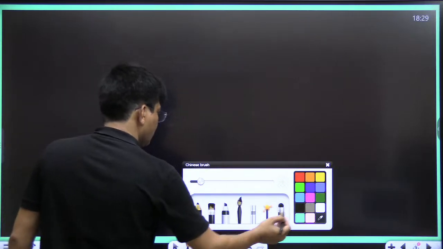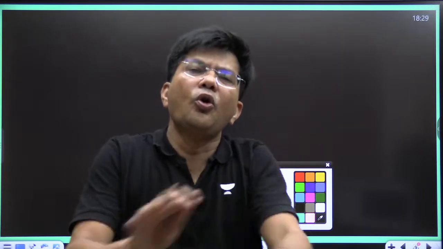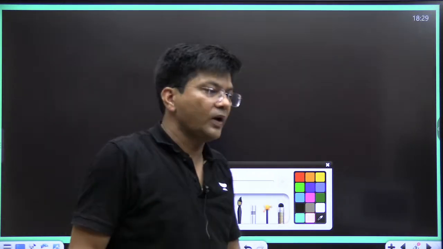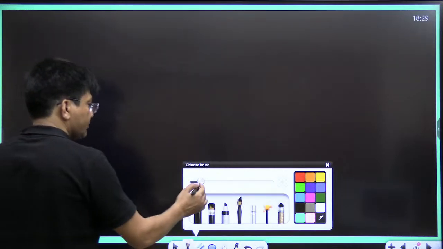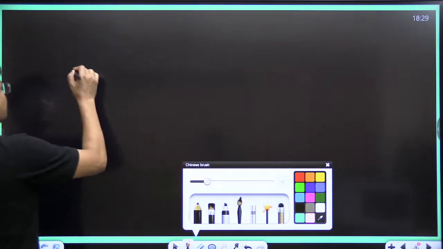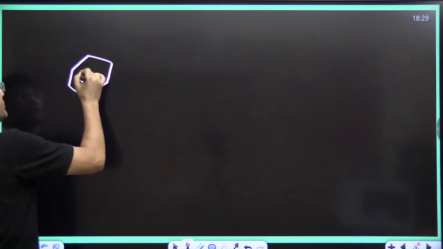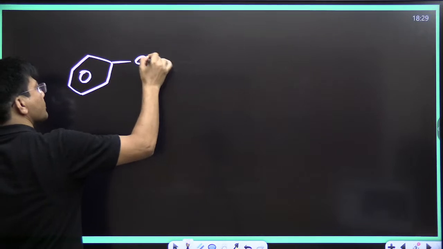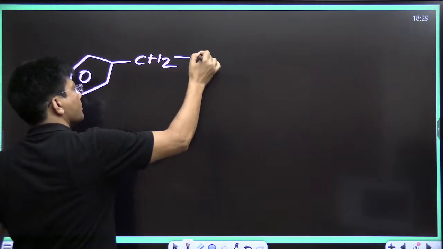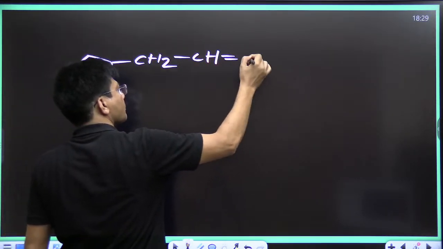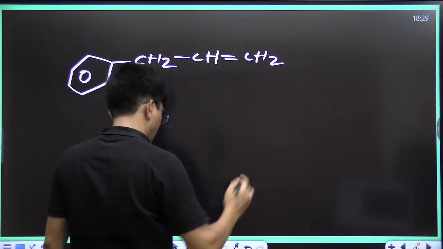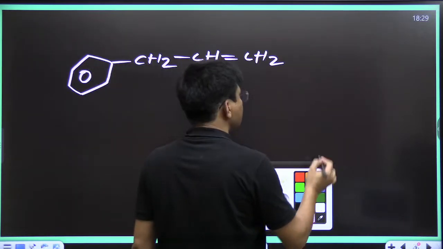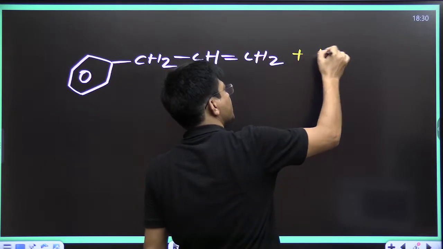See, kids, in my school time, when I was a student, nobody was there to tell us this thing, and that's why we were losing our marks. But I'm telling you, kids, if you are provided with a compound like this, and they have given you the question, addition of HCl to it.